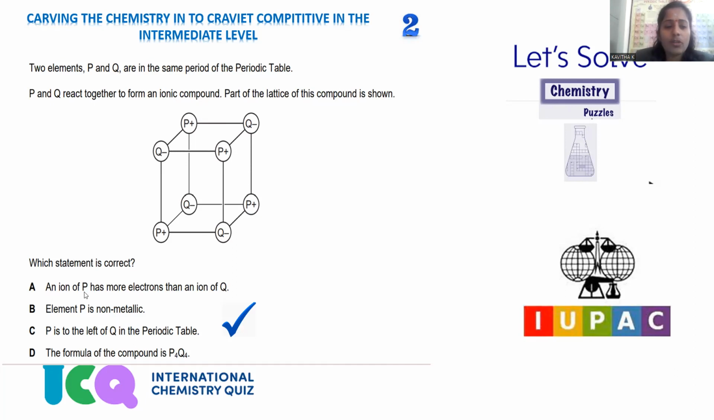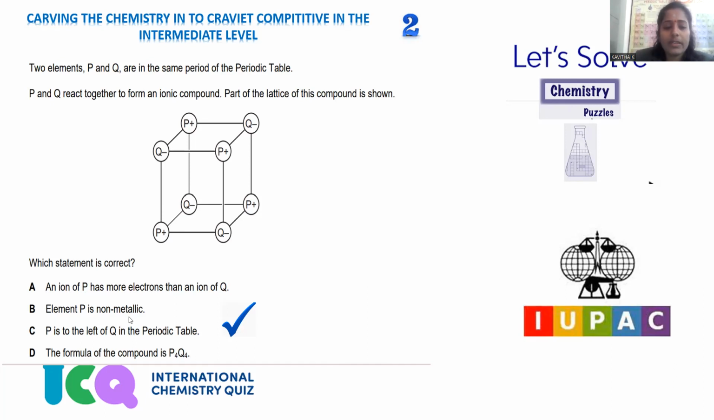An ion of P has more electrons than an ion of Q. As it is mentioned, P is with the positive, Q is with the negative. Both are present in the same period, so we can say P is losing electrons, Q is gaining electrons. We can't say more electrons are accompanied with P because of electropositivity. It releases electrons and electron density gets slightly lowered. So option number 1 will not be the correct statement for this kind of primitive simple cubic.